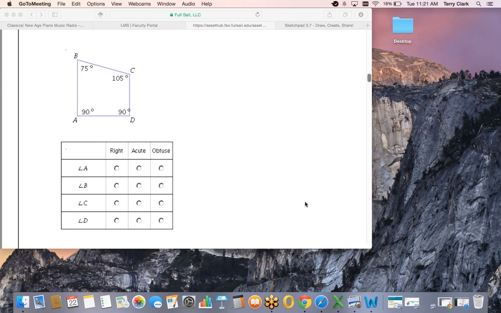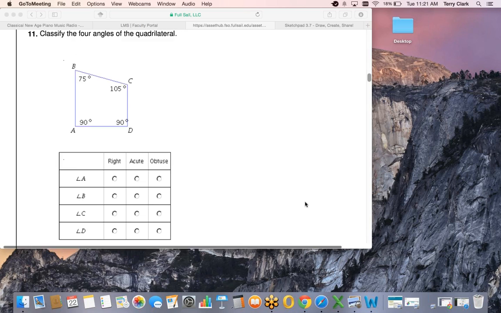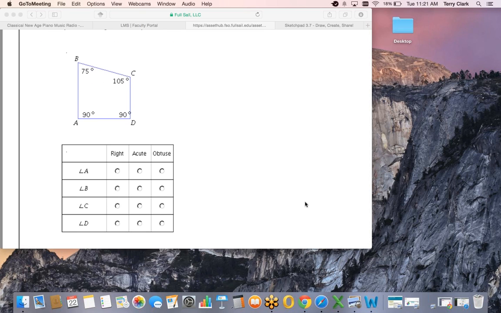What about number 11? I'd like to talk about number 11, classifying angles. All the ones that are right angles will be 90 degrees exactly. Anything that's acute will be less than 90, so that'll only be B. And anything that is obtuse will be more than 90, so that'll be C.